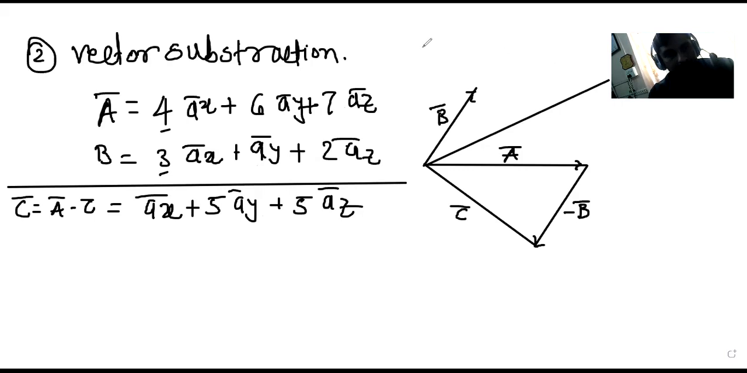I hope it is clear. Addition and subtraction is very easy. You simply have to add the coefficient. You simply have to subtract the coefficient, respective coefficients. Is that clear?